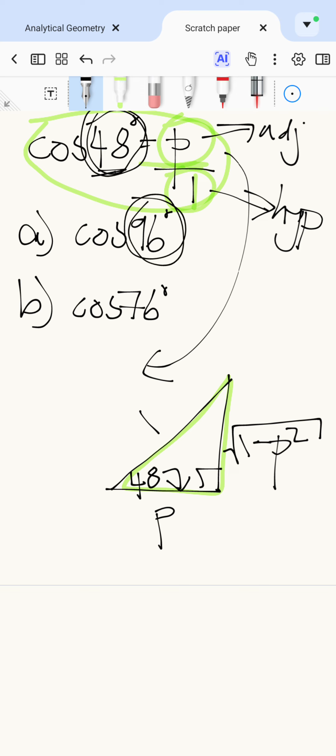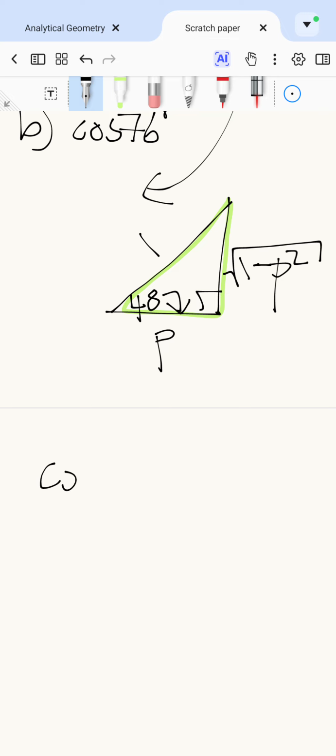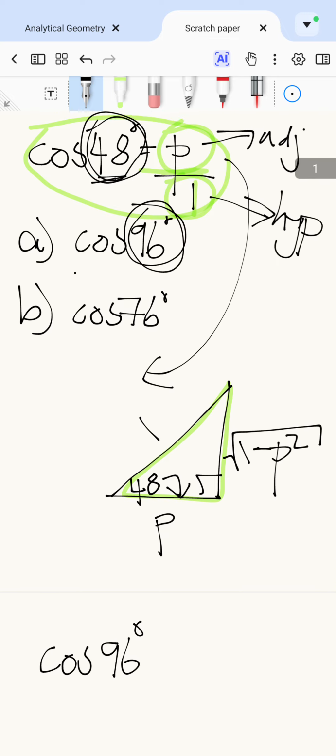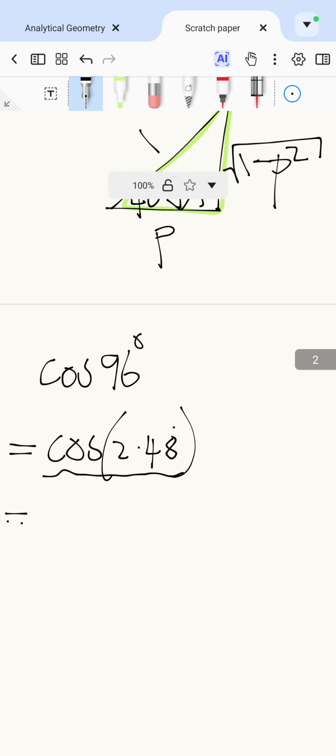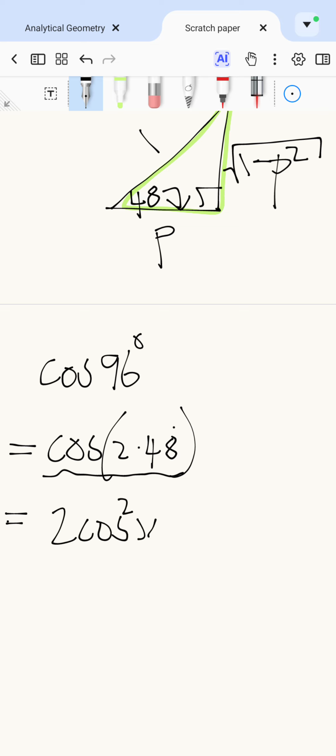So our 96. Easy enough. 48 times 2 is 96. So what we can do, let's say we have cos of our 96. We can replace 96 with 2 times 48. So what I'm saying is this is the same as cos 2 times 48. And that's still your 96, right? And then what you should be able to identify is this is your double angle, right? So then we'll say, for course, you have a couple of options. Let's go with 2 cos squared x minus 1.